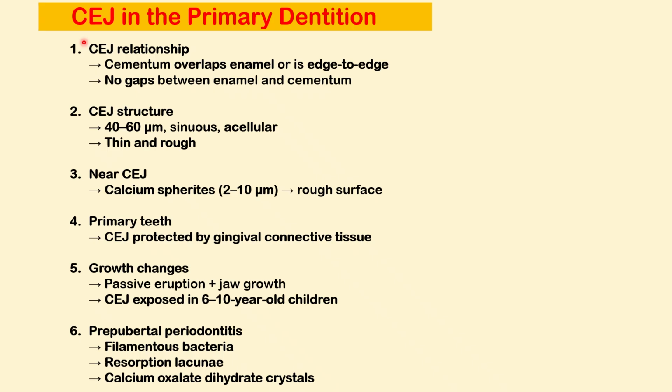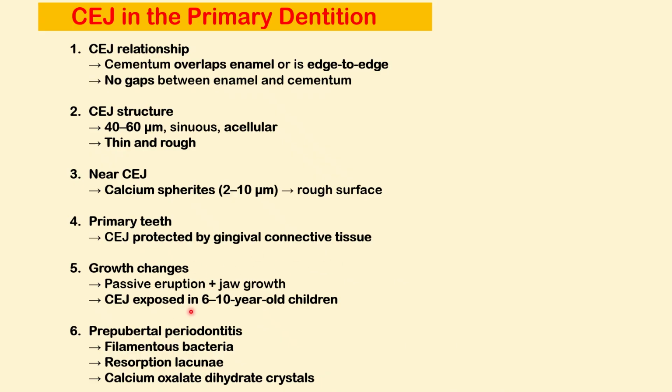So cementoenamel junction in the primary dentition. In this, the cementum overlaps enamel or it is edge to edge. There is no gap present between the enamel and cementum. The thickness of CEJ is 40 to 60 micrometer. It is sinuous and there are no cells present, and it is thin and rough. The rough surface is due to the presence of calcium spheroids, and the cementoenamel junction in primary teeth is protected by gingival connective tissue.